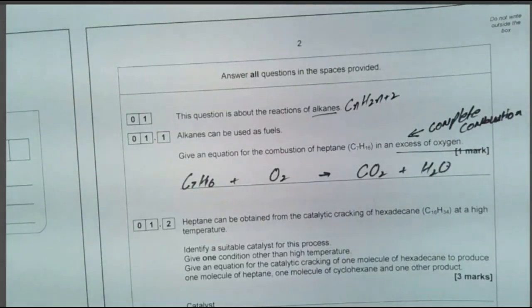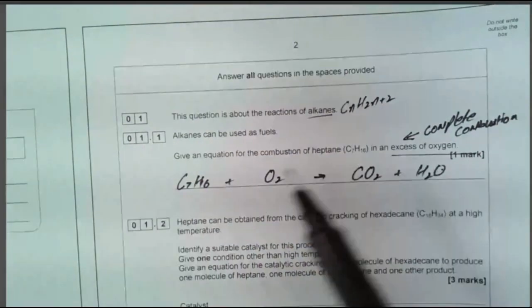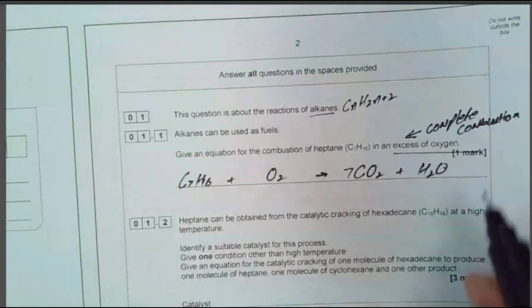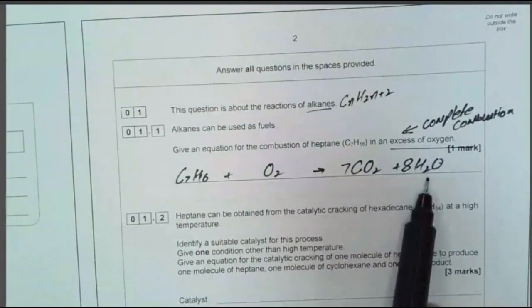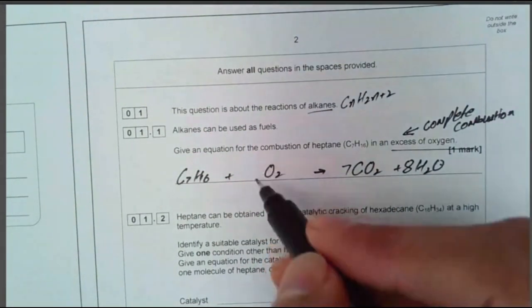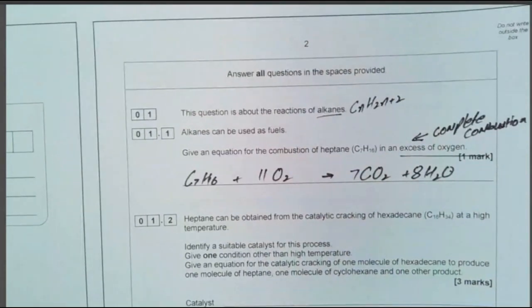Now I need to balance it. I've got 7 carbons in this molecule, so I can put 7 here. There are 16 hydrogens here, I can put 8. I need to count how many oxygens do I have. 14 plus 8 is 22. I'm going to put 11. Is that what you've got?